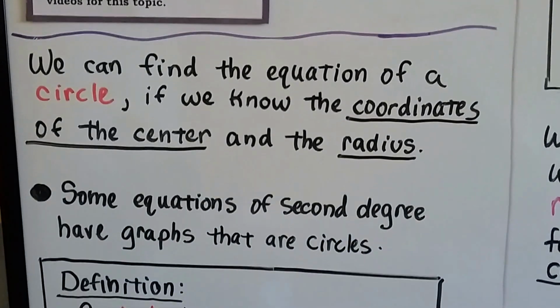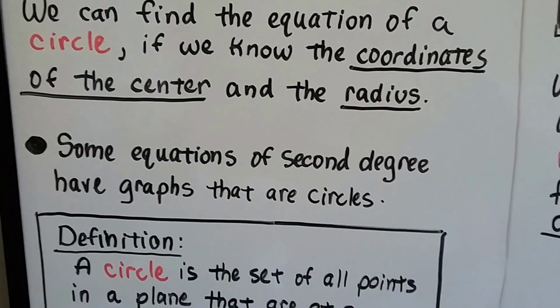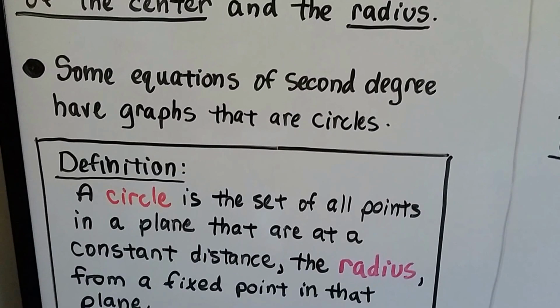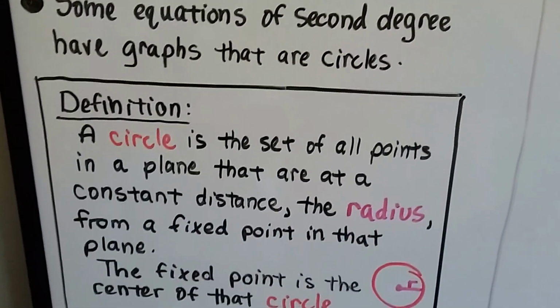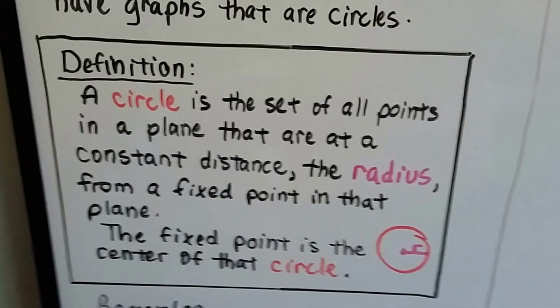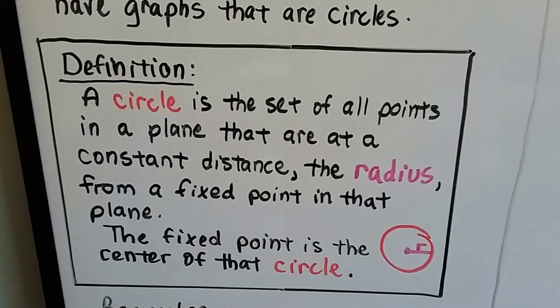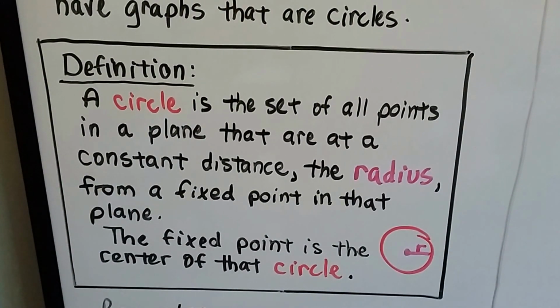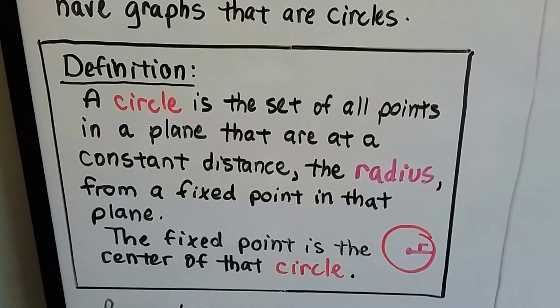We can find the equation of a circle if we know the coordinates of the center and the radius. Some equations of second degree have graphs that are circles. So we've talked about lines on a graph, we've talked about parabolas on a graph. Now we've got circles on a graph.